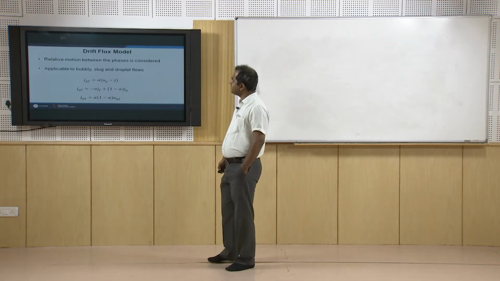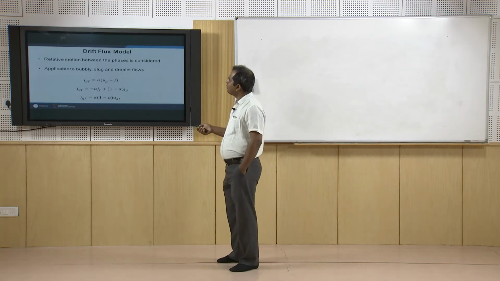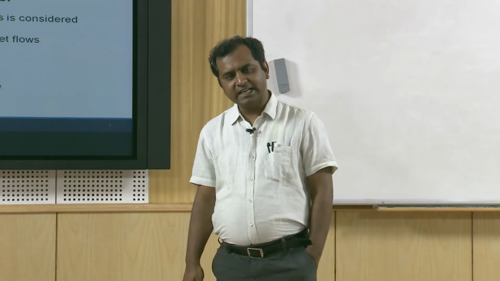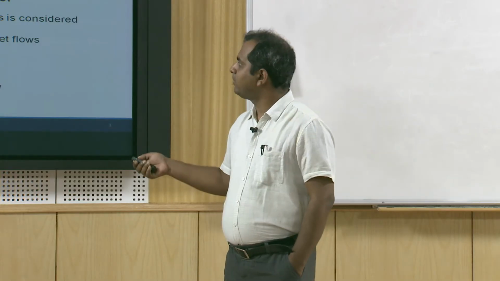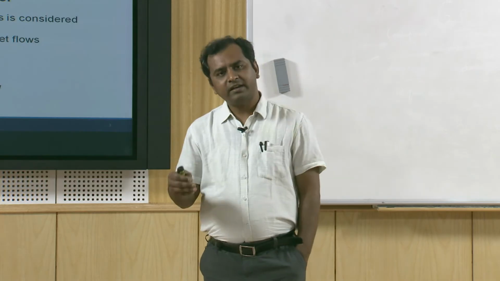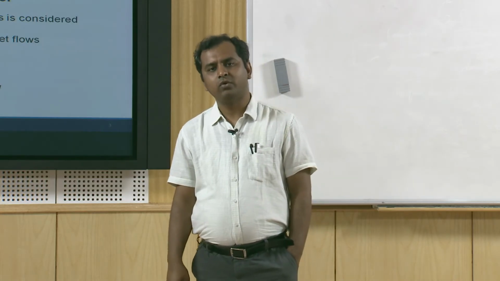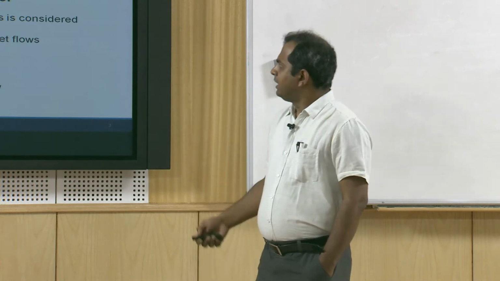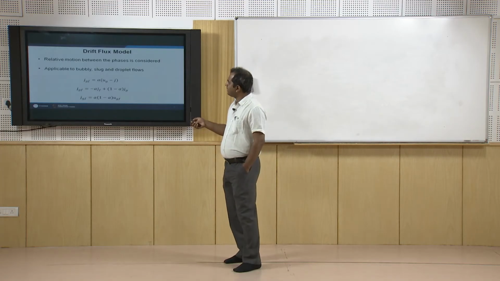So, let us see where the drift flux model applies. Basically, the drift flux model is applicable for bubbly flow, slug flow and droplet flow. So, wherever the interface is not clearly distinct, just like in bubbly flow and droplet flow, and the immediate transition, slug flow, the drift flux model is applicable. Here, as I have already told, relative motion between the phases is considered.